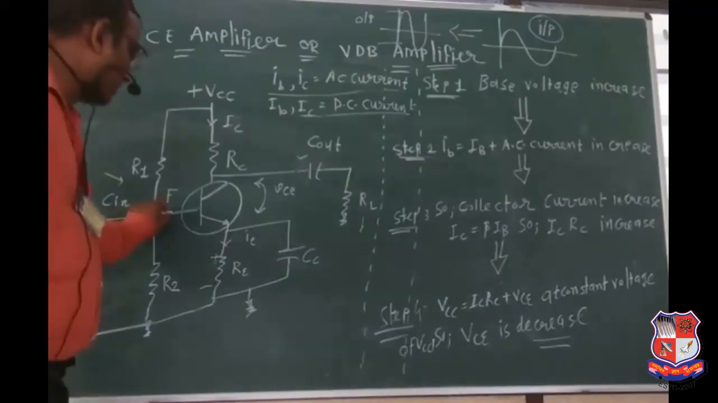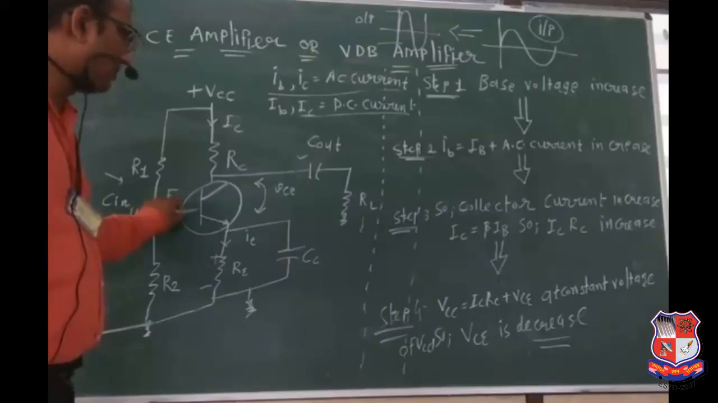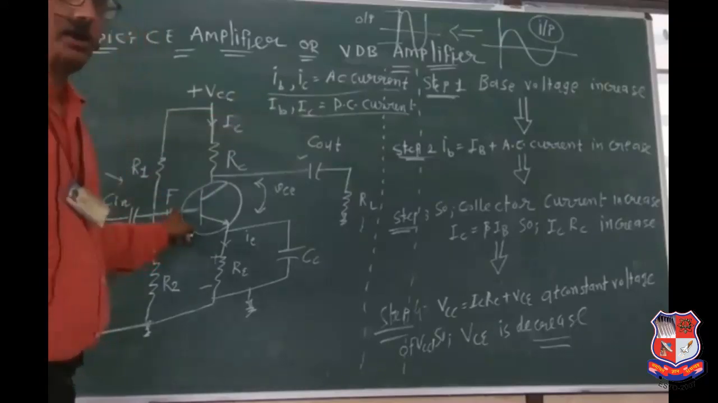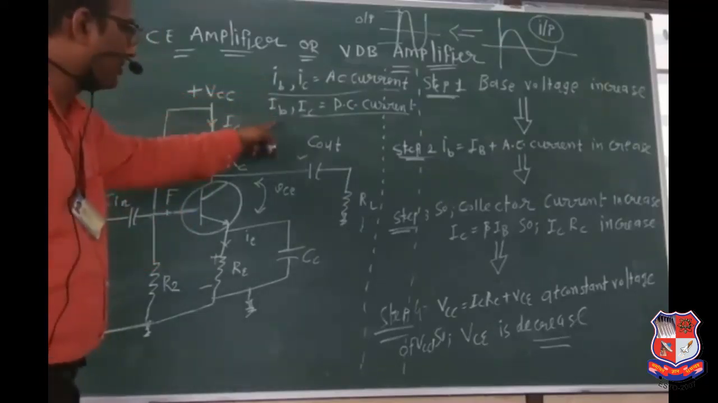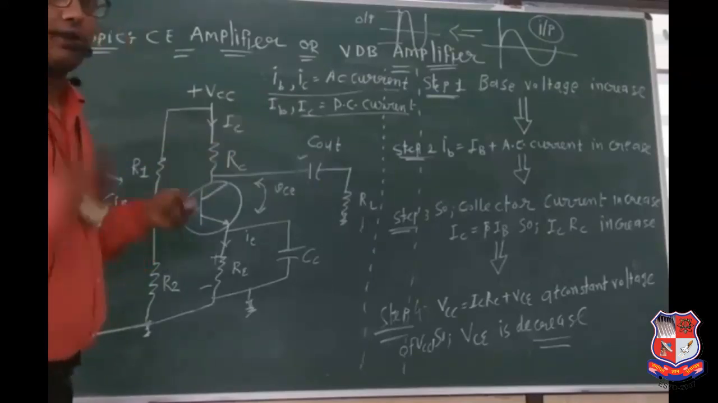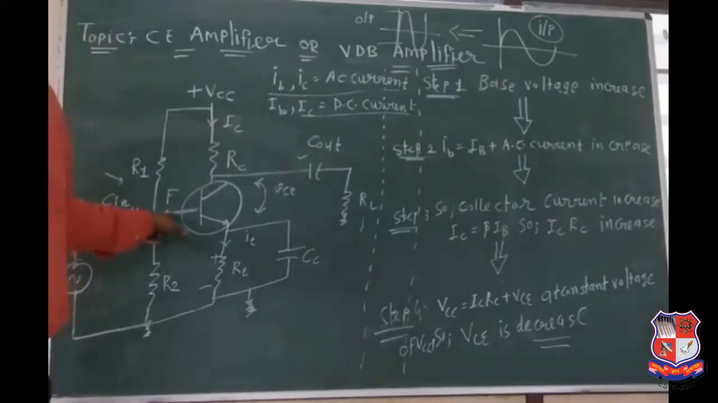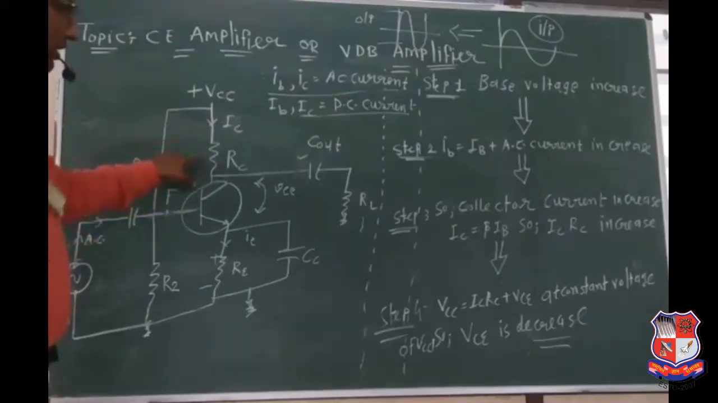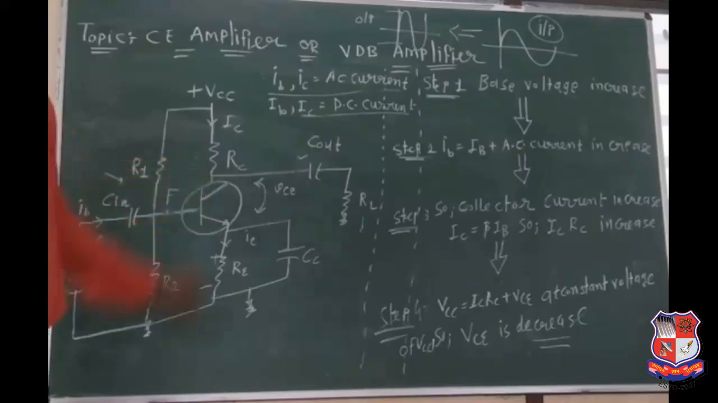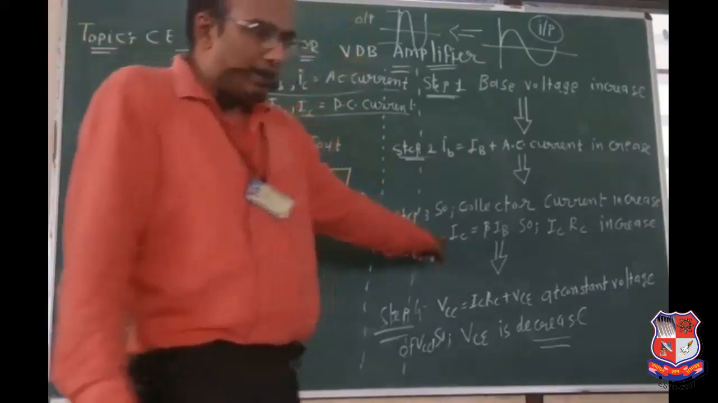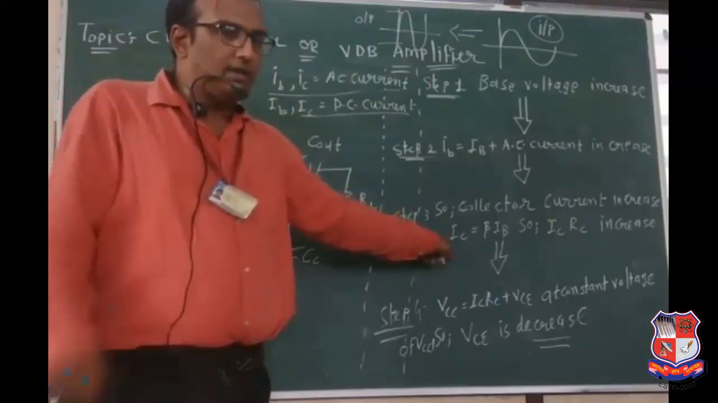Now, see what interesting scenario can develop. At the base terminal, two currents can flow, AC current plus DC current. At the base terminal, two currents flow: AC base current plus DC base current. Remember this point. This is the most important point. Now, due to the base current, collector current flows. And this collector current is also AC collector current plus DC collector current, due to the formula IC equal to beta times IB.